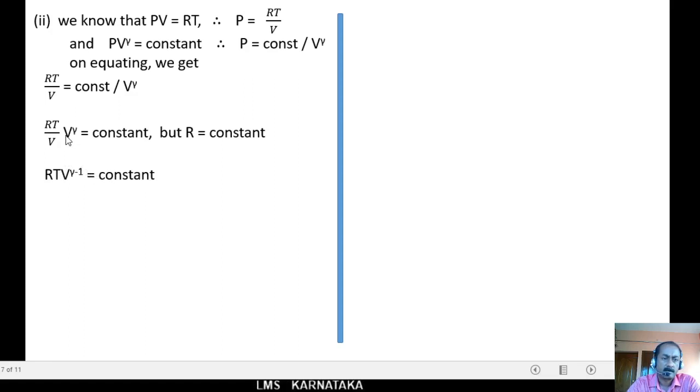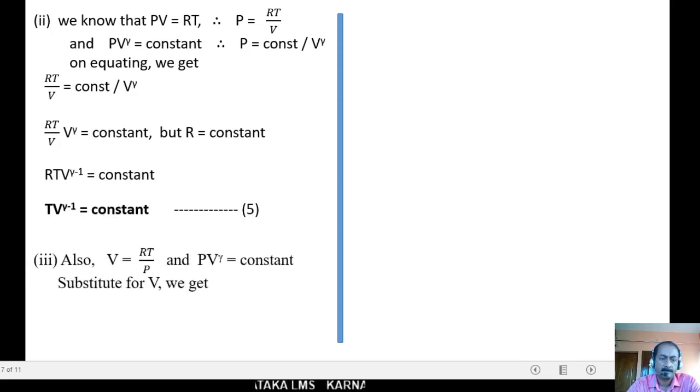Here in the numerator, V to the power of gamma is there. In the denominator, V to the power 1 is there. When V comes to the numerator, this becomes V to the power of minus 1. Then this equation becomes R into T into V to the power gamma minus 1, equal to constant. Therefore, T V to the power gamma minus 1 is equal to constant. This is one more equation.